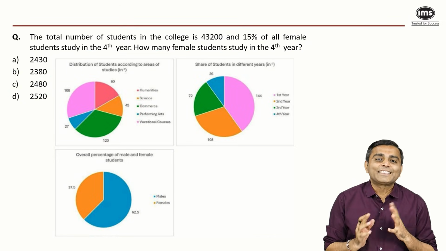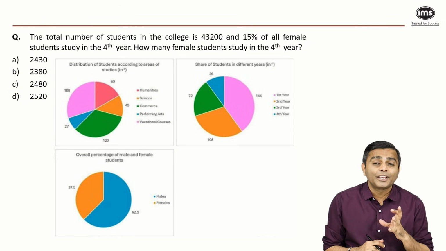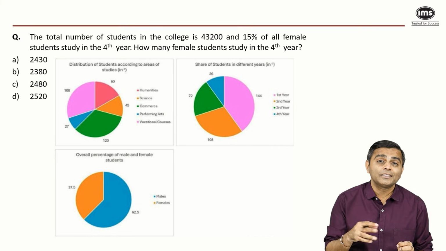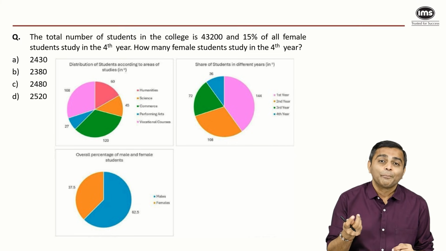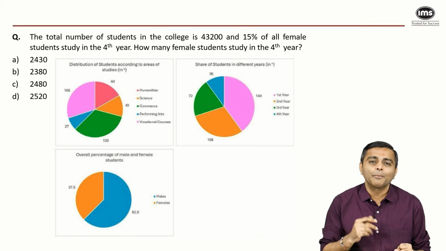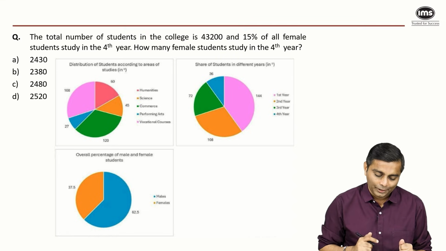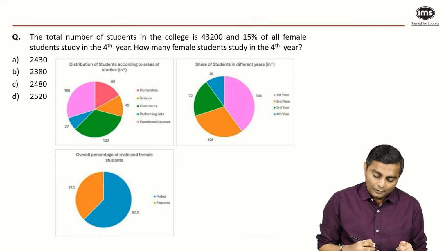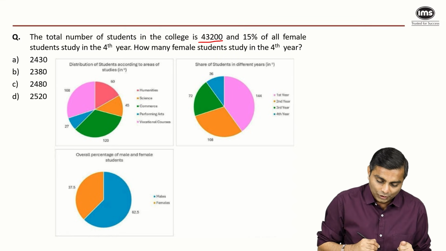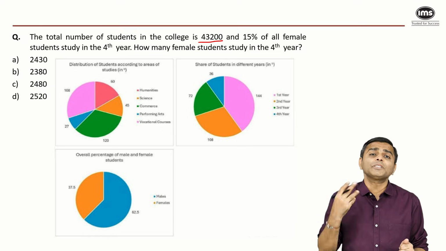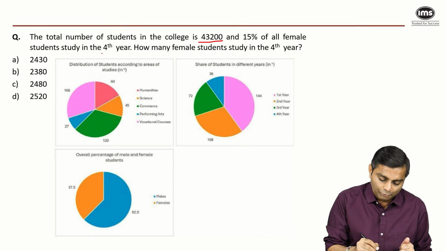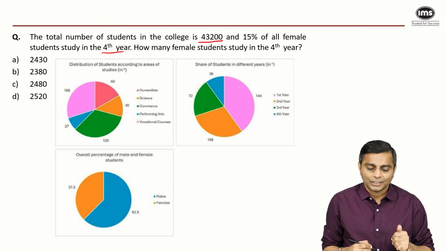Moving on to the next DI set, slightly tricky because there are 3 different pies and all the pies obviously show different information, but they are in a way related. So it's a little tricky, but yes, not very difficult. Let's get into it now. First question of this: the total number of students in the college is 43,200. 15% of all the female students are in the 4th year. How many female students study in the 4th year?